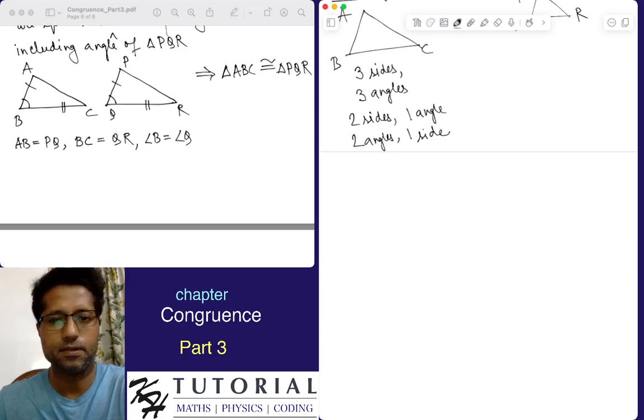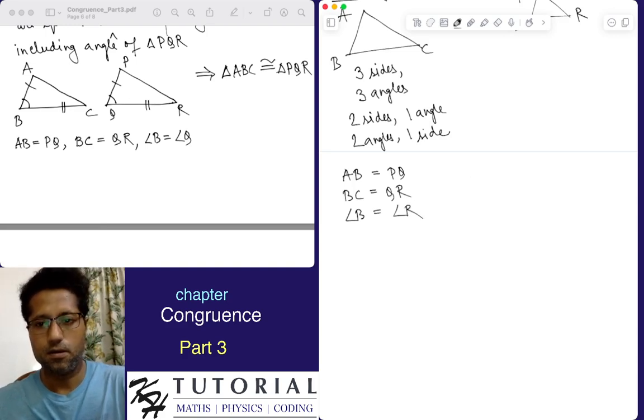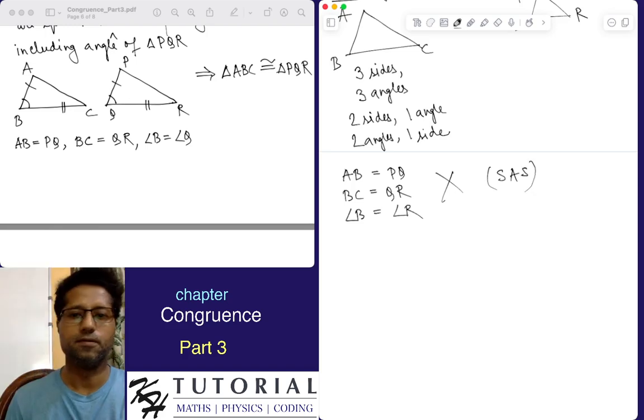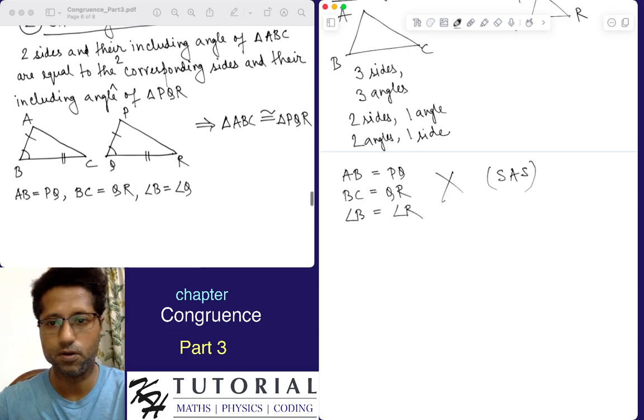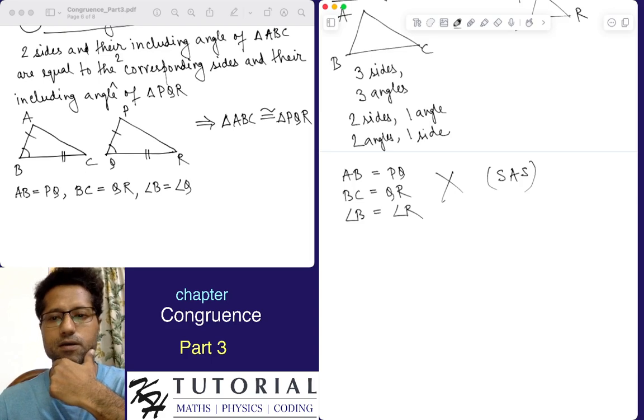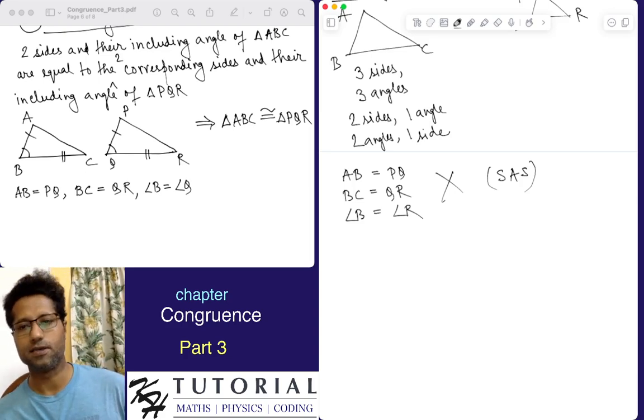If we have that AB is equal to PQ, and it is given also that BC is equal to QR, but it is given that angle B is not equal to angle Q but angle R. This is not a SAS congruency condition, because angle B is the angle included between the sides AB and BC, which is fine, but angle R is not the included angle between the sides PQ and QR. So this is not a SAS condition.